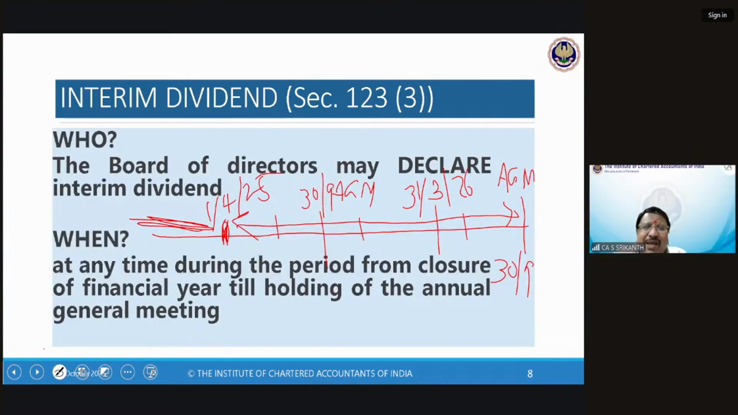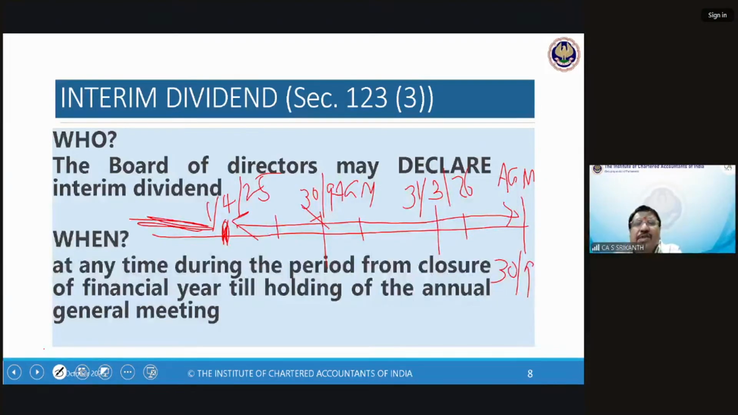But usually nobody will do that. Why? Because already I have declared 2 interim dividends. Now the last year will get over. It's common sense. There's nothing complicated. Auditing will be going on. AGM will be held. So current year dividend, I'll get it approved at the AGM, close it. Then the last year dividend, I'll close it.